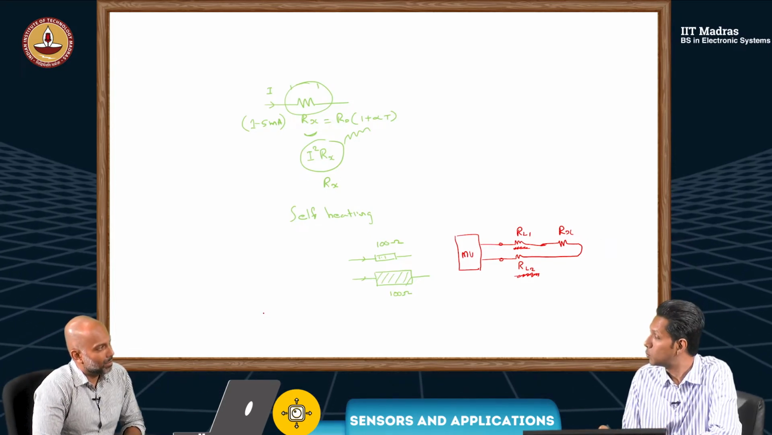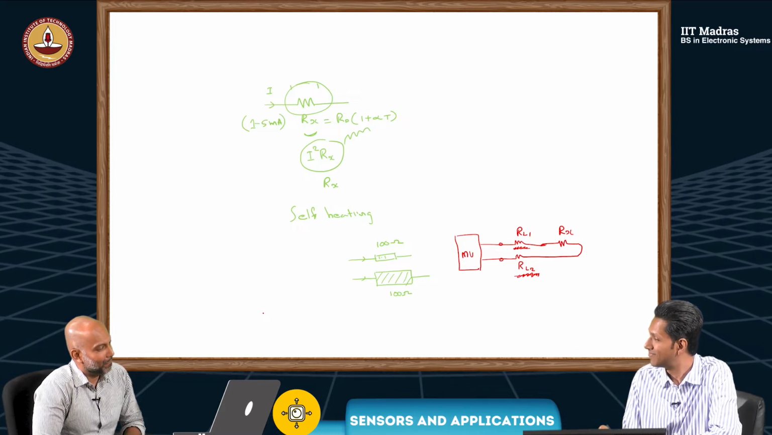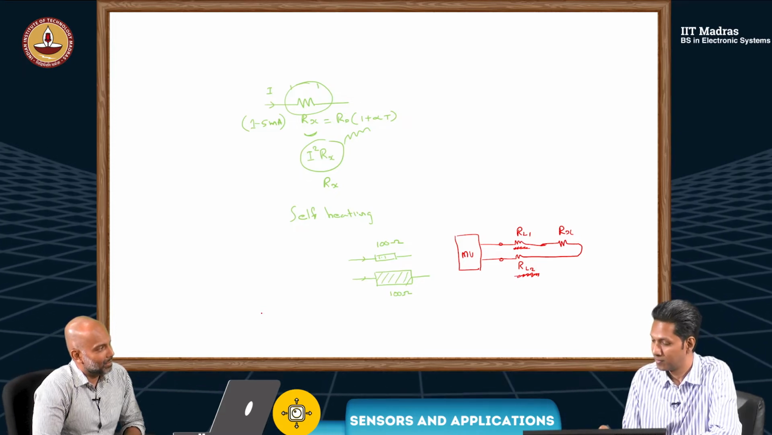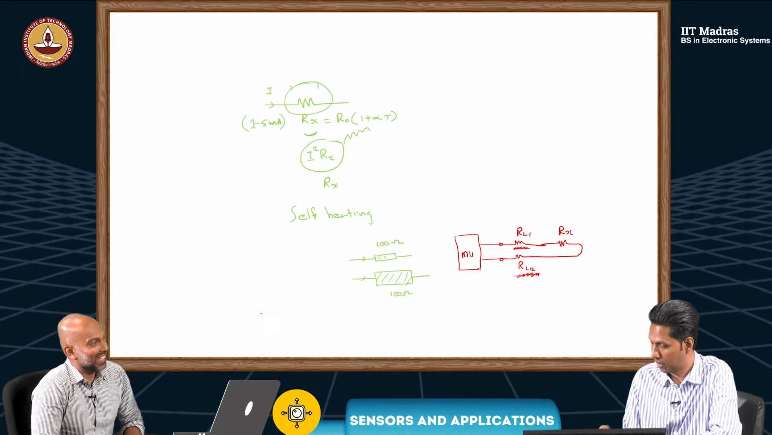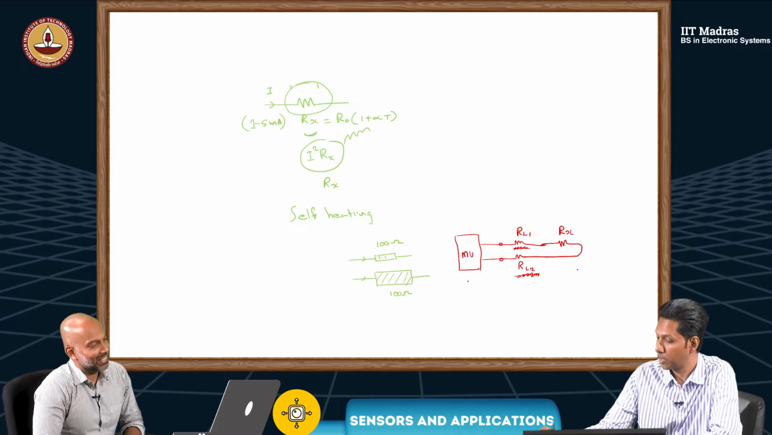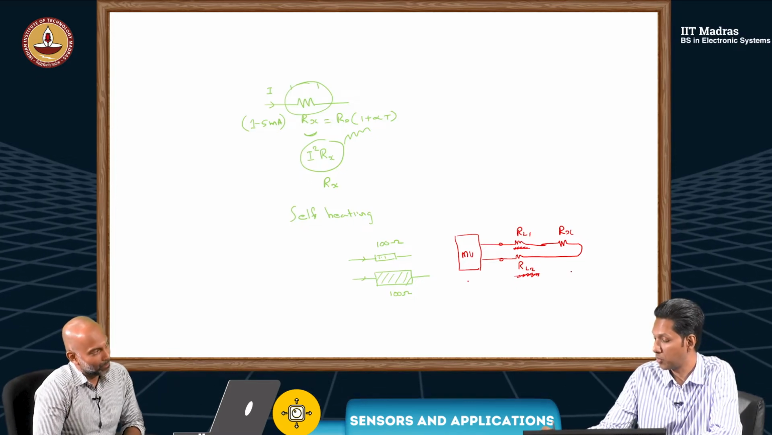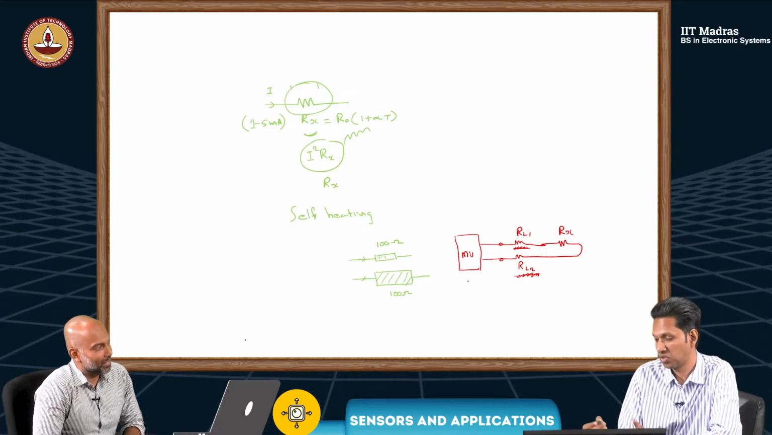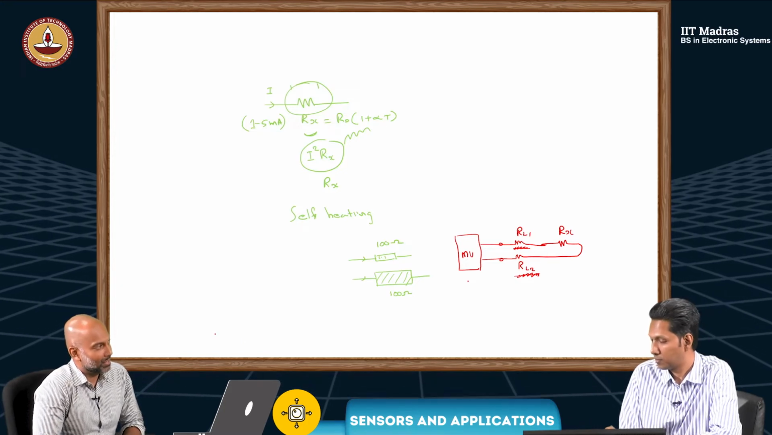So what do we do? Make it short. Make it short, but that may not be possible. That's true. My measurement unit is here, and let's say RX is some meters away. Then it is unavoidable.